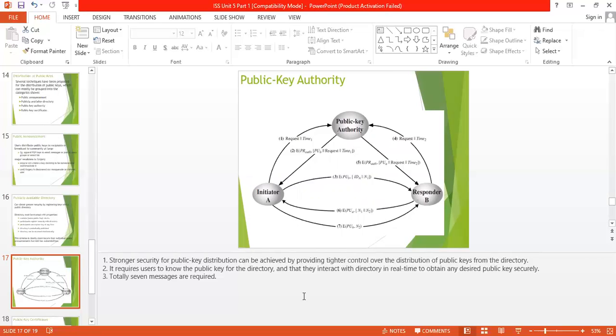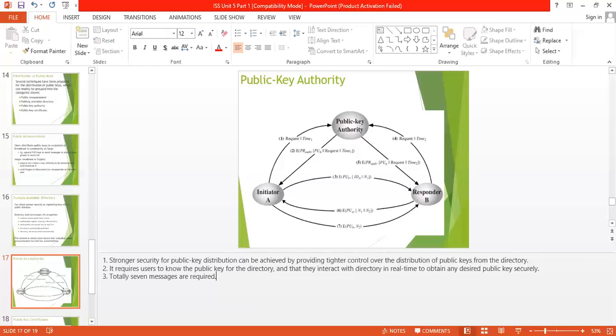In total there are 7 steps. Initiator A sends the message to the public key authority, and the public key authority responds with the message signed using its private key, along with the public key of the responder B. So this is the process in total. The total number of steps is 7.